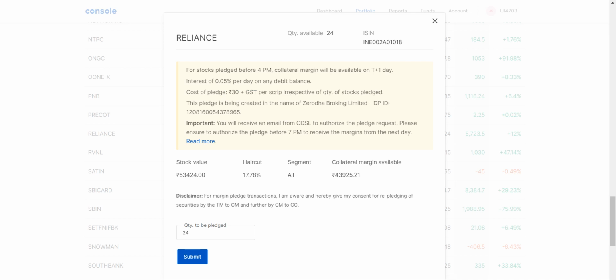After entering the pledge quantity and submitting, you have to check your registered email ID. By evening you will receive a mail from CDSL, in which you have to authorize the pledge request. After that only your shares get pledged and you will receive the margin. If you ignore that mail and do not authorize it, then you will not receive the margin and your stocks will not get pledged. So you have to do this activity again for pledging it.